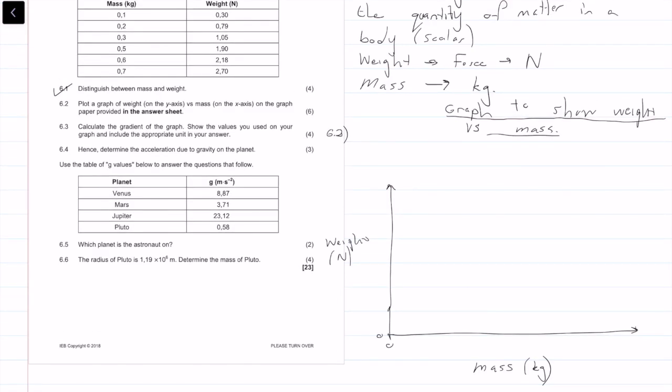Our mass goes to 0.7, so I'm going to go up in 0.1s. 0.1, 0.2, 0.3, 0.4, 0.5, 0.6, and 0.7, whereas our weight goes to 2.7. Let's go up in 0.5s. So 0.5, 1.0, 1.5, 2.0, 2.5, and let's end off on 3.0.